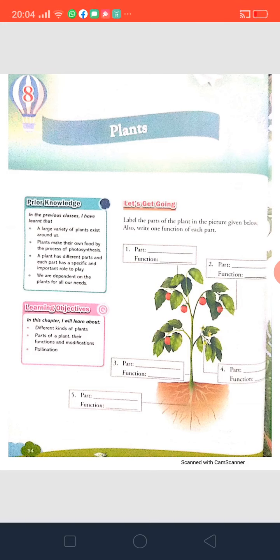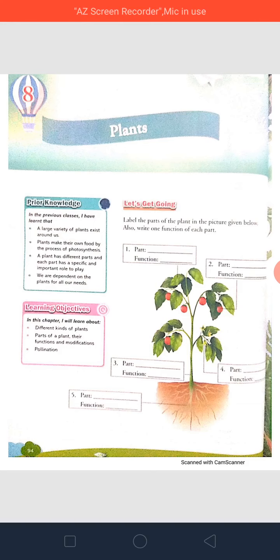Very good. And then keep your finger on the number 2 part. Yes, here it is shown, red color juicy part of the plant is known as fruit. Yes, very good. Then write down fruit, and then you have to write down its function. In the fruit, seed is there, and seed helps in producing new plant. Very good.